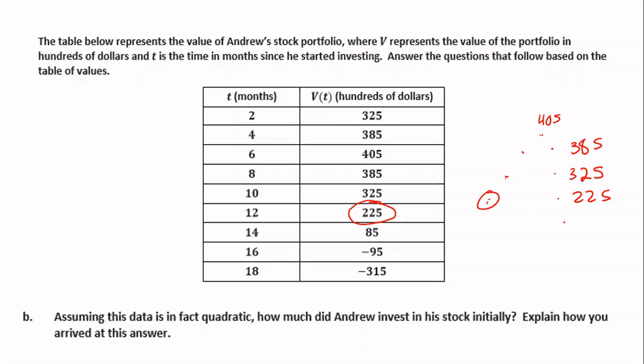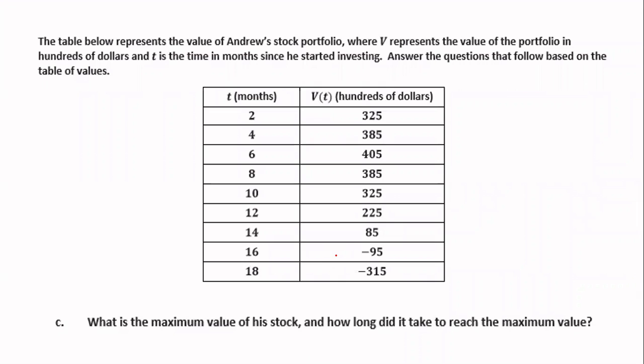And then before he invested, he somehow had less money than he had. Yeah, that's why they always talk about domain, because they talk about what makes sense. It wouldn't make sense to go back before 0 months. So, you know, before he started.